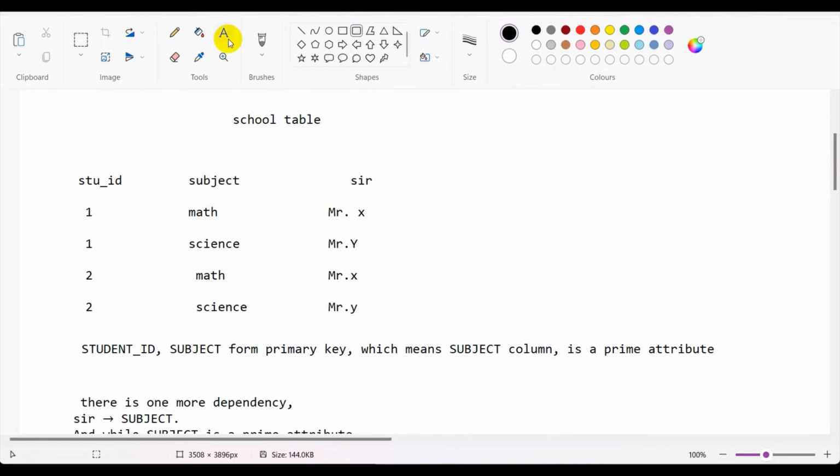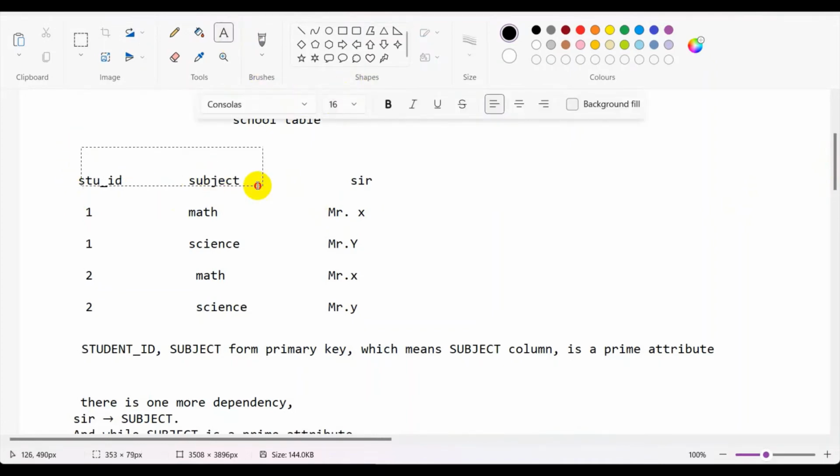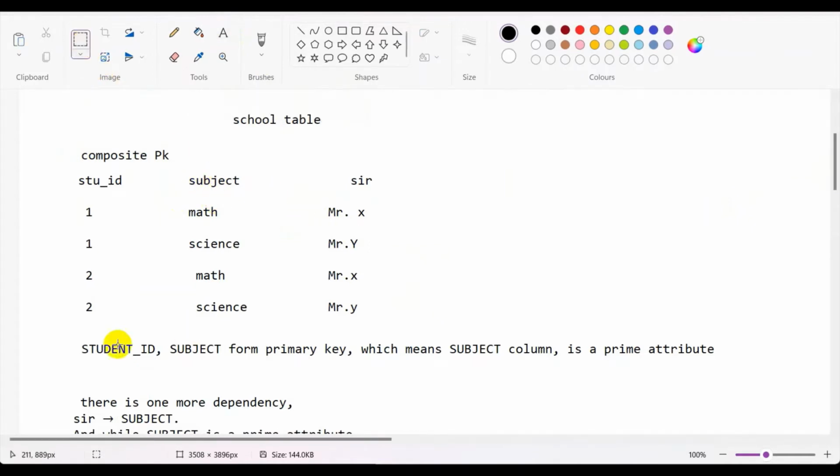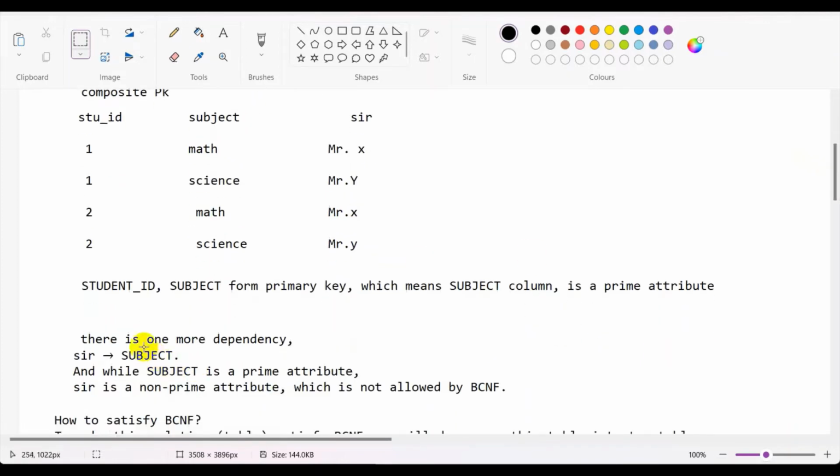Here this is the example, and here it is a composite PK, I forgot to write it here. Now in this table, student ID and subject ID form a primary key, which means the subject column is a prime attribute. There is one more dependency, that is sir. This sir is dependent on the subject, and while subject is a prime attribute, sir is a non-prime attribute, which is not allowed in BCNF.